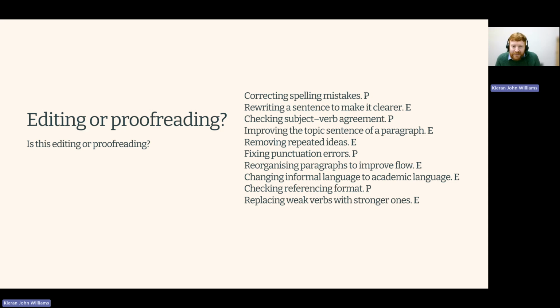Also, something that is editing is changing from formal to academic language. Okay, this is more about the general flow of your assignment, so that would be editing as well.